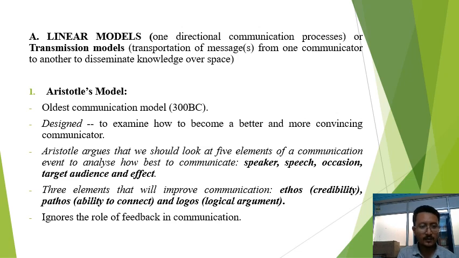What he argues in his model is that we should look at five elements of a communication event in order to analyze how best to communicate, right? These five elements include the speaker, of course, then the speech, the occasion, the target audience, and the effect. These are the five main elements that, according to Aristotle, are very essential in order to have an effective communication, or to transmit one's messages very effectively, right?